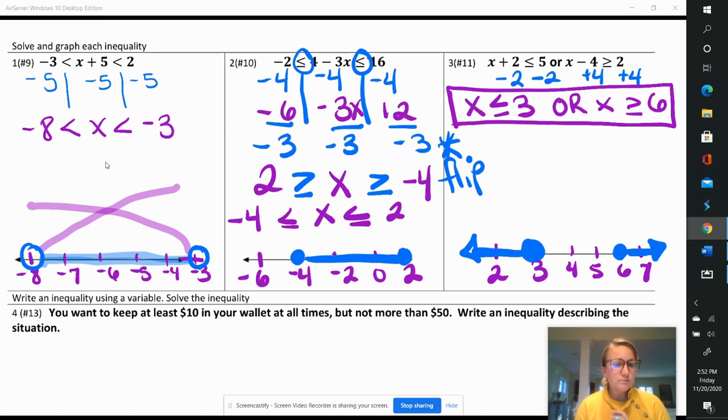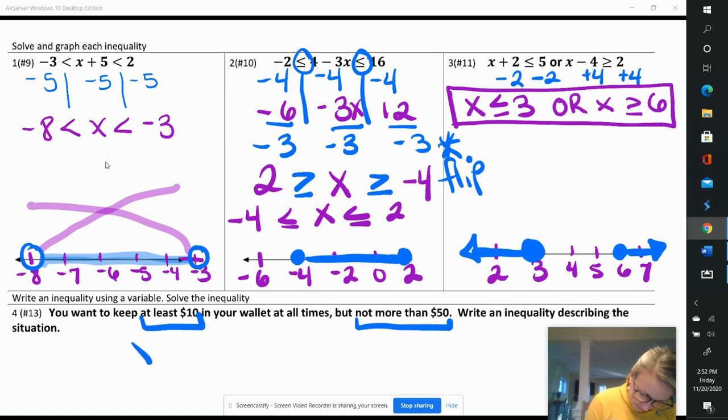And this last one, we want to just model this as an inequality, and there's going to be no solving. So you want to keep at least $10 in your wallet at all times, but no more than 50. That means we want between 10 and 50, including 10 and 50. So when you can rephrase it so you use the word between, that's classic for an and inequality. So for at least 10, that would be x is greater than or equal to 10. And for no more than $50, we would say x has to be less than or equal to 50.